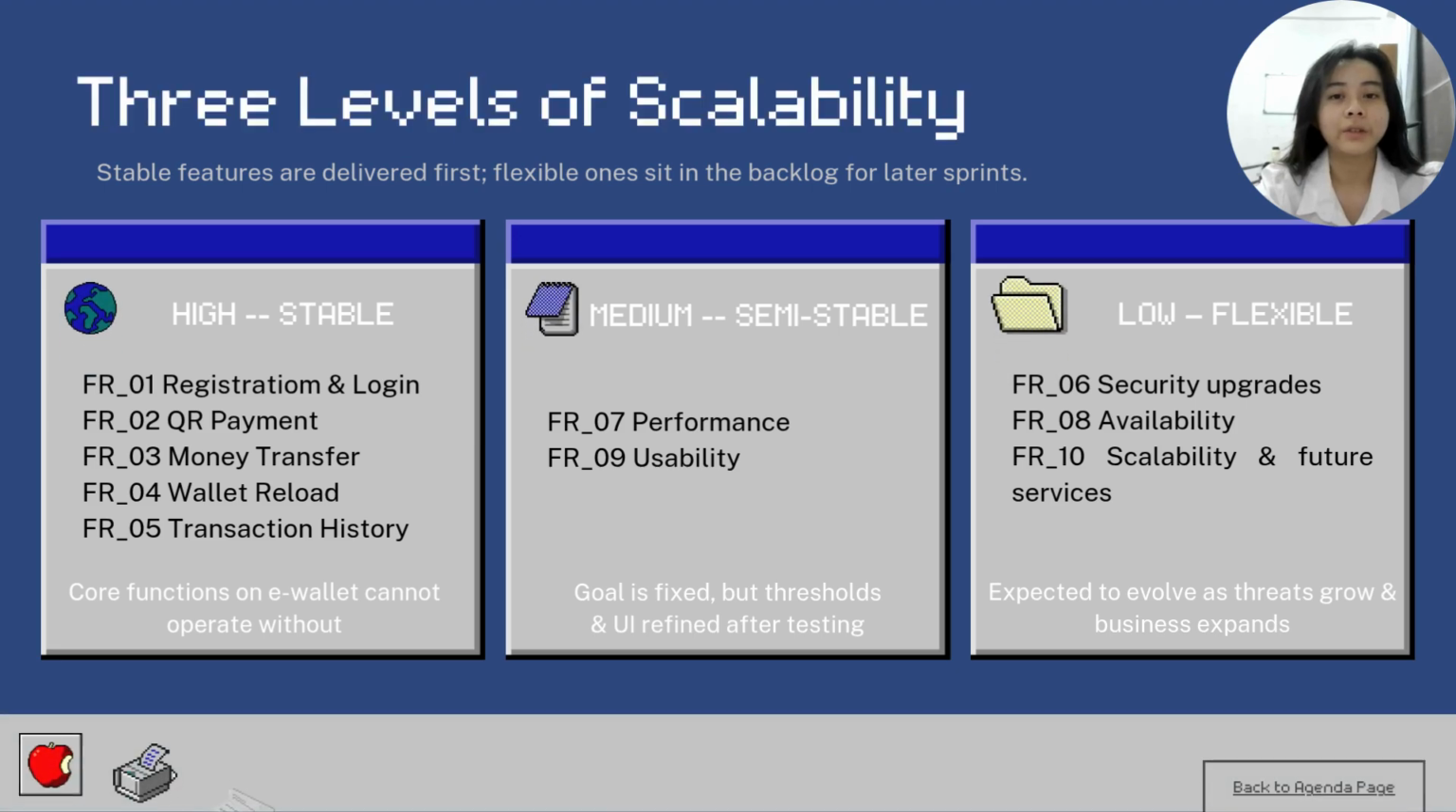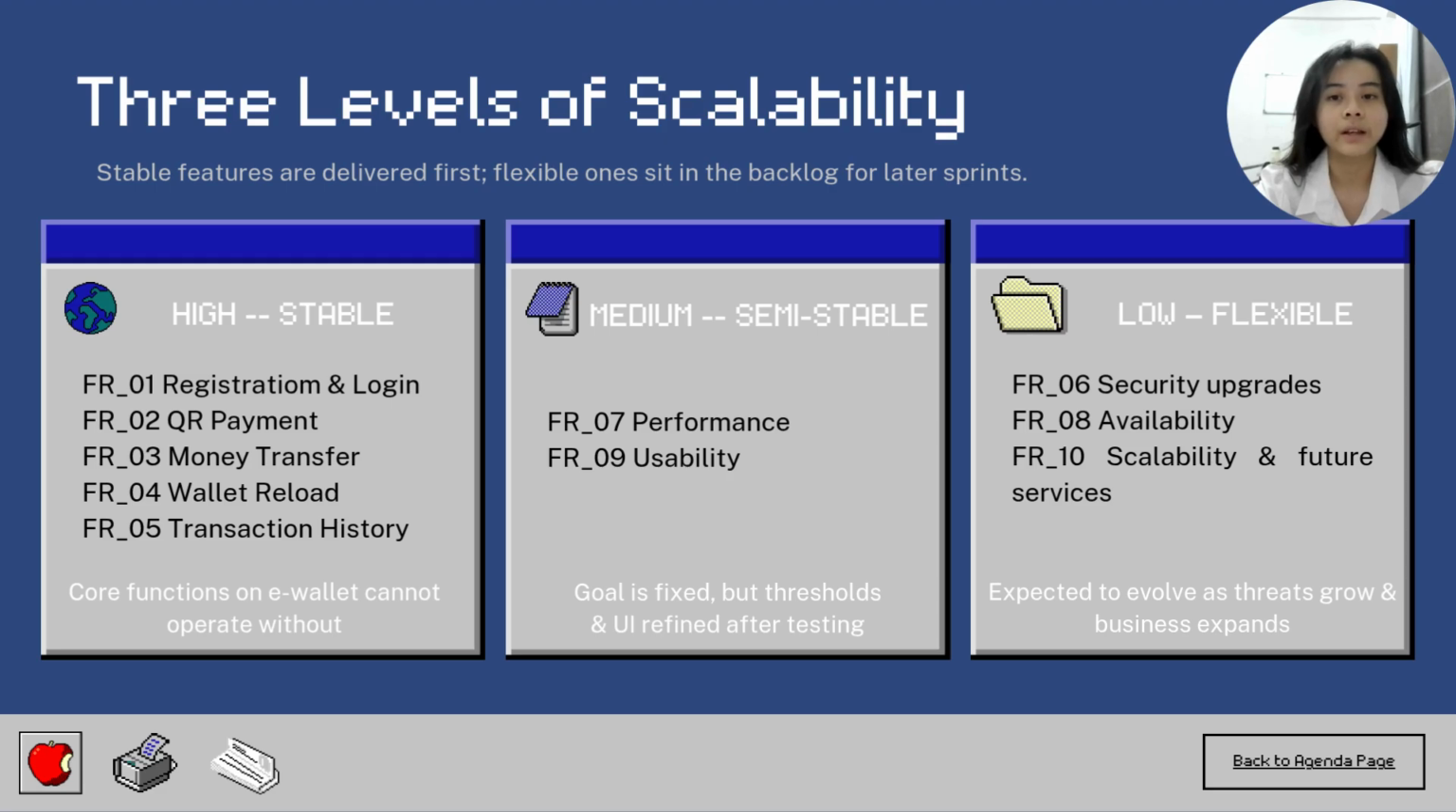We group the requirement into 3 levels. The stable ones are the core functions an eWallet can operate without: registration, QR payments, transfers, reloads, and transaction history. These are delivered in the earliest sprint to build a solid foundation. The semi-stable ones, like performance and usability, are defined early but get refined. For example, our 3-second login target might be adjusted after load testing.